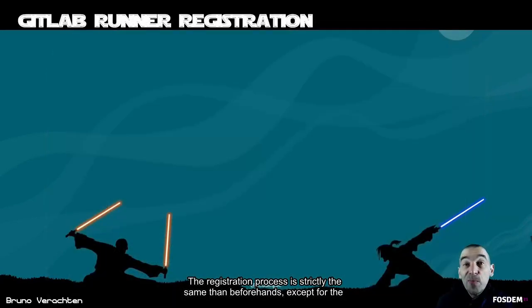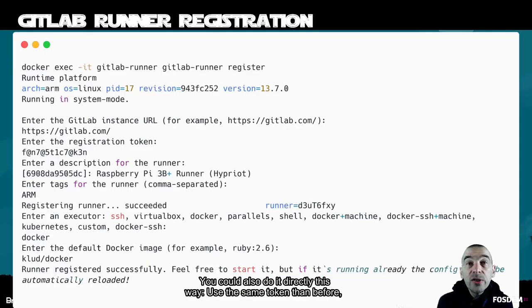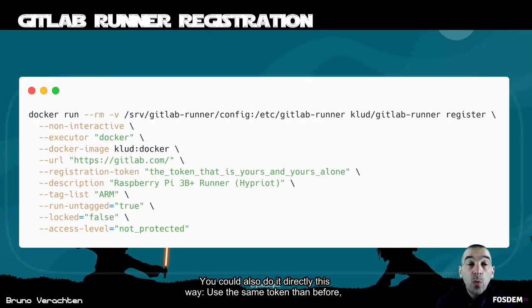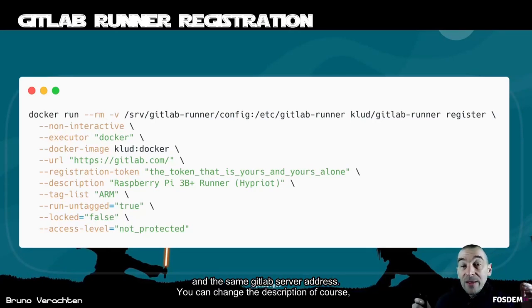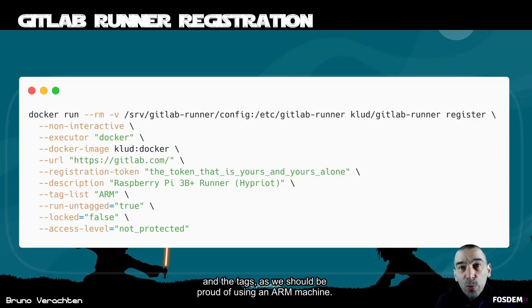The registration process is strictly the same as beforehand, except for the command, which will invoke Docker instead of directly invoking the GitLab Runner command. You could also do it directly this way. Use the same token as before and the same GitLab server address. You can change the description, of course, and the tags, as we should be proud of using an ARM machine.